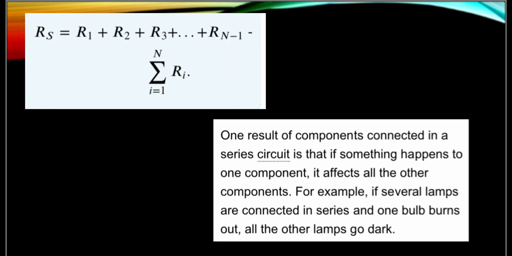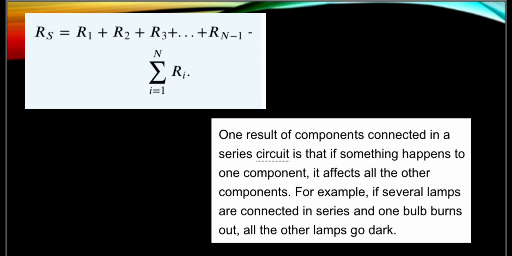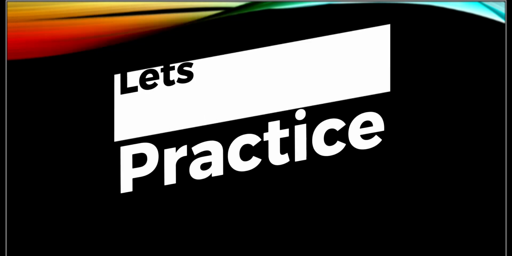One result of components connected in a series circuit is that if something happens to one component, it affects all the other components. For example, if several lamps are connected in series and one bulb burns out, all the other lamps go dark. So let us practice this problem.